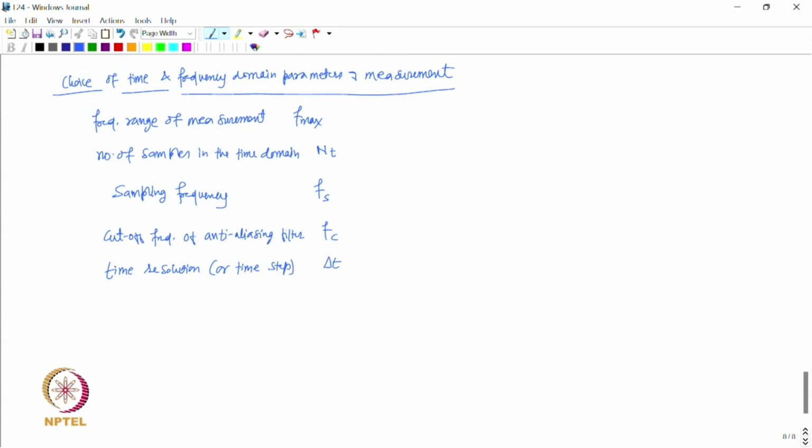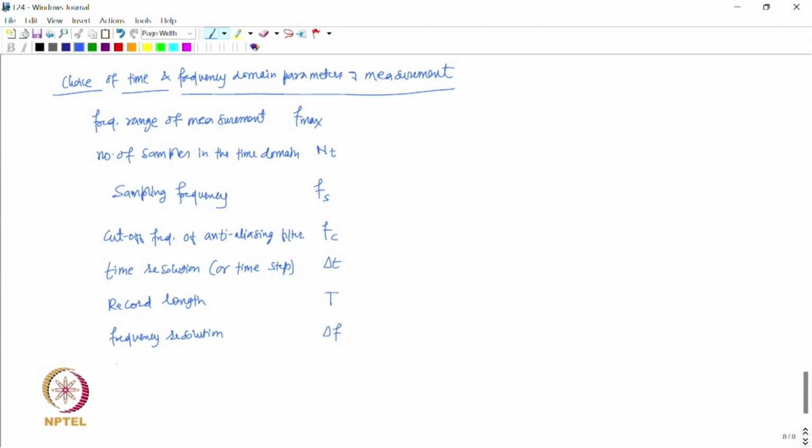Then we have the record length, which is T seconds, the length of the record. Then we have frequency resolution, right. What is the frequency resolution of the Fourier spectrum or the FRF? So, that is delta f, correct.